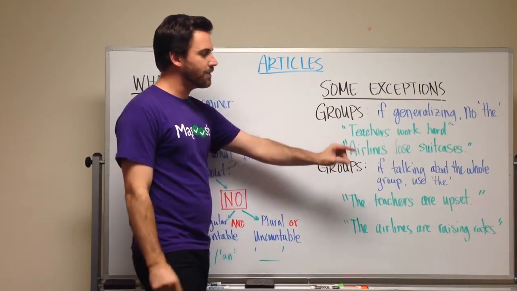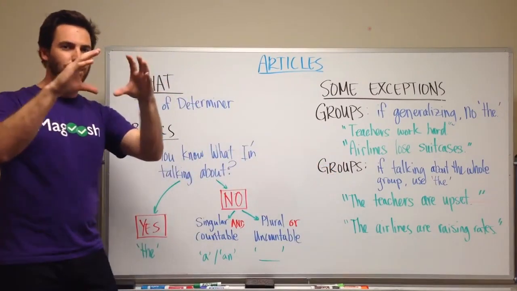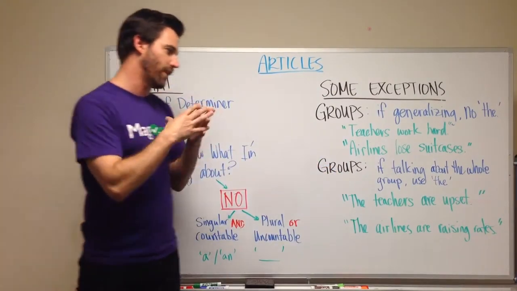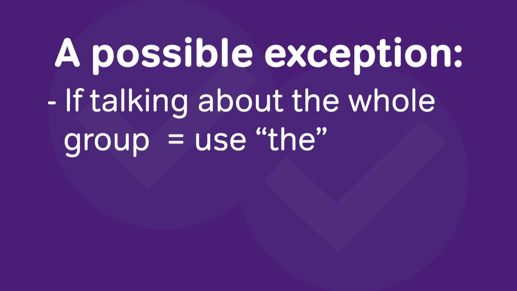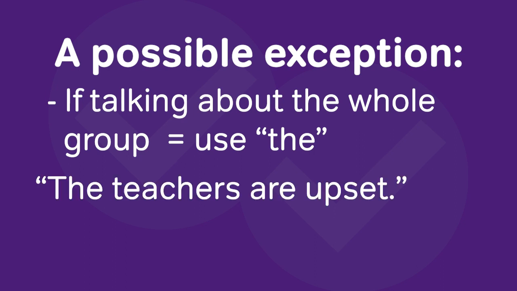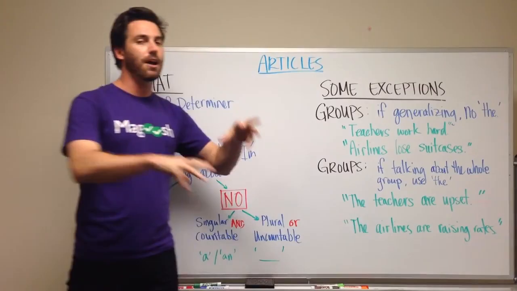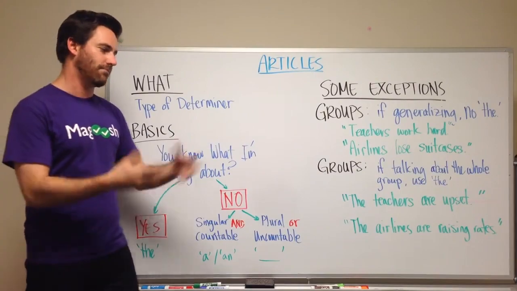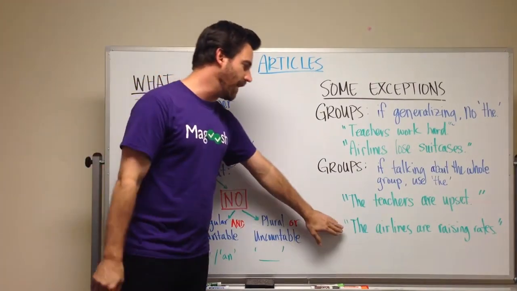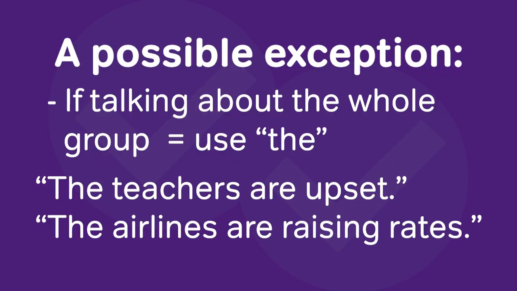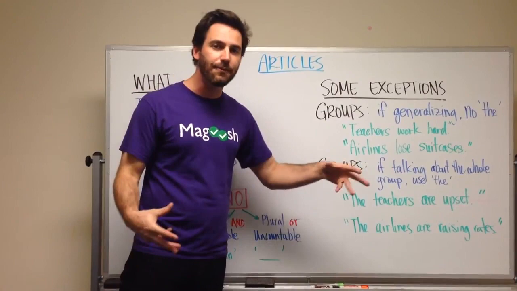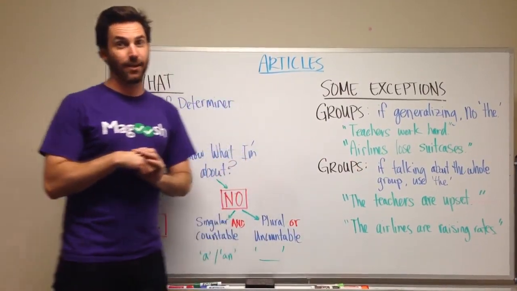Next, if you want to talk about the group as a unit, as one complete unit, then you will use the. For example, we can say the teachers are upset. That implies that you know which group of teachers I am talking about, and I'm talking about the whole group being upset about something. And then again with the airlines, you could say the airlines are raising rates. Maybe fuel prices went up. In this case, we're talking specifically about the airlines.